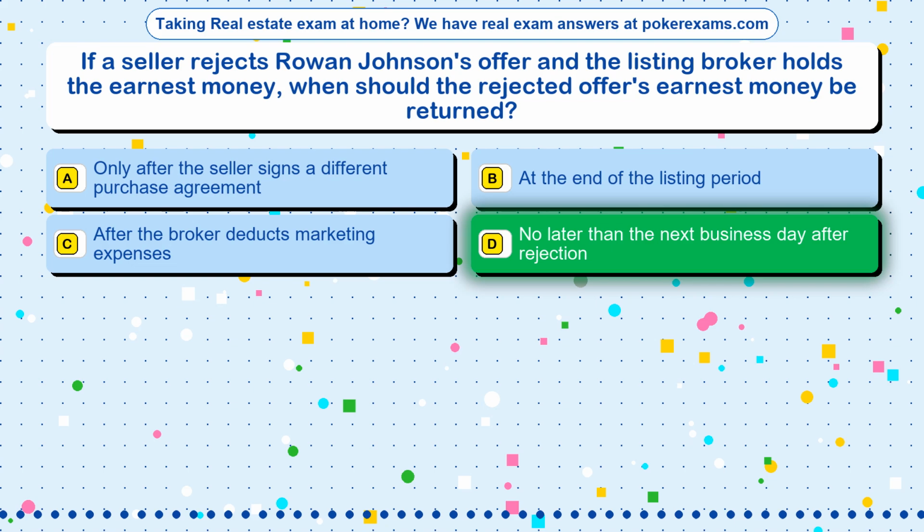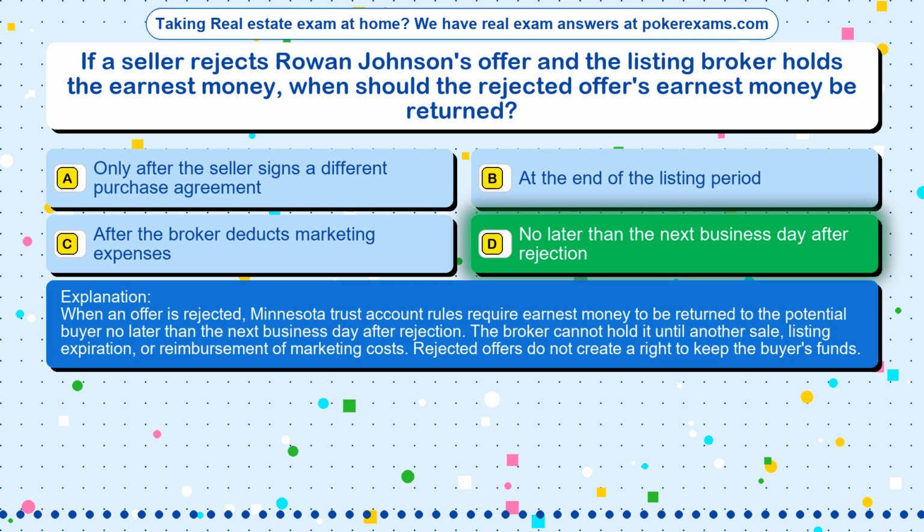The correct answer is option D. No later than the next business day after rejection. When an offer is rejected, Minnesota trust account rules require earnest money to be returned to the potential buyer no later than the next business day after rejection. The broker cannot hold it until another sale, listing expiration, or reimbursement of marketing costs. Rejected offers do not create a right to keep the buyer's funds.